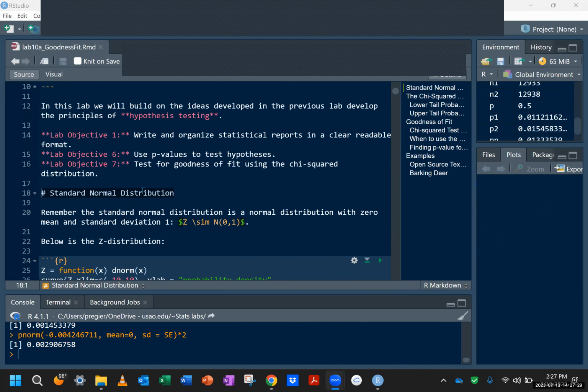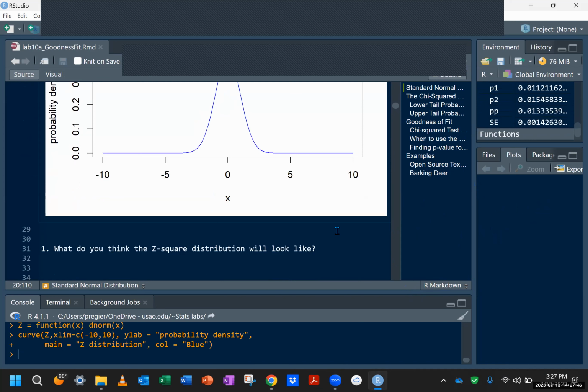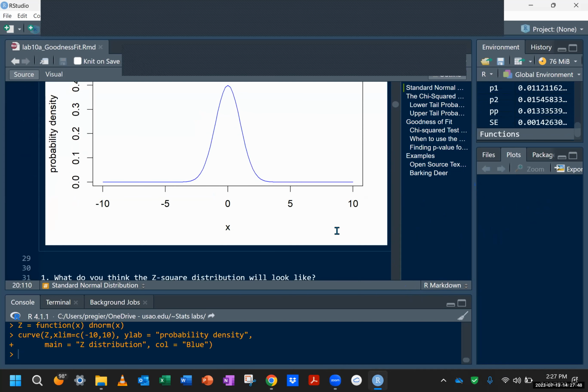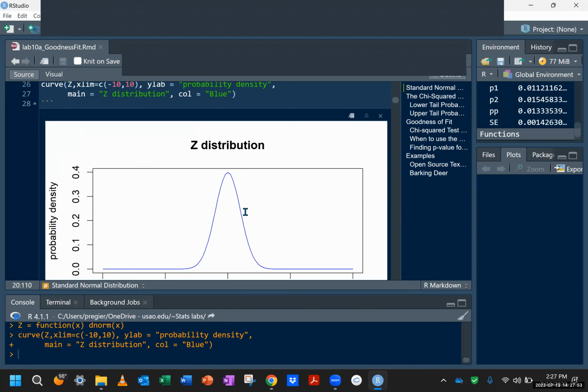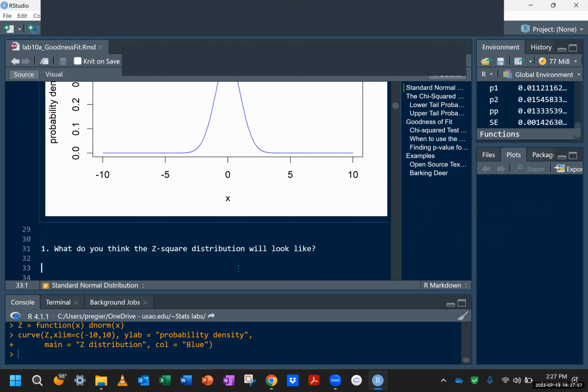So let's look at some distributions. We've talked about the normal distribution so far. Here's the standard normal distribution. Normal 0, 1 means mean 0, standard deviation 1. We call that Z. That distribution looks something like this. That's our standard Z distribution. Now, let's consider, what if we square this Z distribution? What if we take every value of X and square it? What do you think will happen?